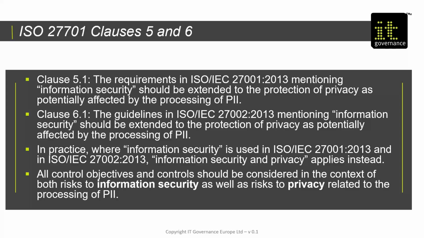And as I mentioned, I did mention clause 5.1 on an earlier slide, and this is the general requirement stating that the requirements of 27001 mentioning information security must be extended to the protection of privacy as potentially affected by the processing of PI. This essentially means that anywhere you use the term information security in your ISMS, it should be extended to mean information security and privacy. Therefore, if you are implementing the PIMS standard and you already have an existing ISMS in place, you need to completely review your existing ISMS and extend it to include privacy.